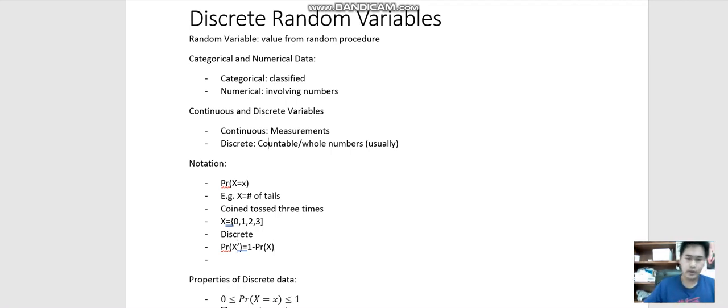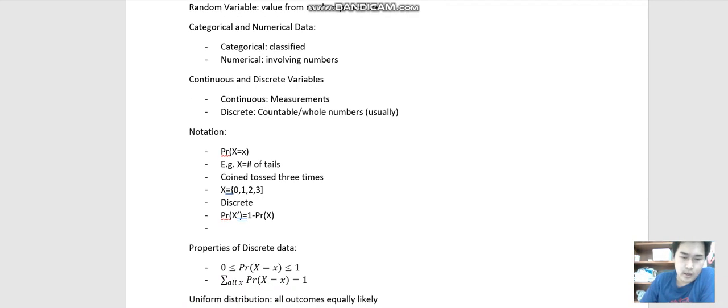And for discrete data in particular, one property is that the probability has to be between 0 and 1. It has to be between 0 and 1, and it can also be 0 and 1 as well. This notation might be weird, but in essence it says that if you add all the probabilities together, you get 1. So if we go back to the example up top, where capital X is the number of times you get tails, if we add the probability of getting 0 tails plus 1 plus 2 plus 3 tails, all of it should equal 1.